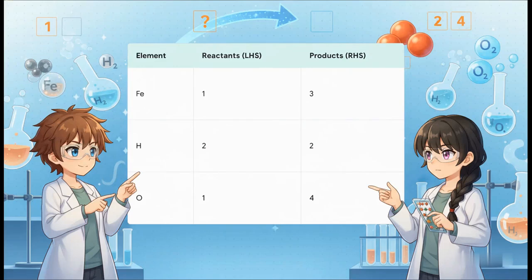So here's our starting head count. You can see the problem right away. We're short on iron, and we're really short on oxygen on the left side. Our whole job is to add numbers out in front of the boxes, we call those coefficients, to make the columns match. A good pro tip: start with the most complicated looking molecule, which here is that iron oxide, Fe3O4. It's telling us we need 4 oxygen atoms on the right, so let's start there.